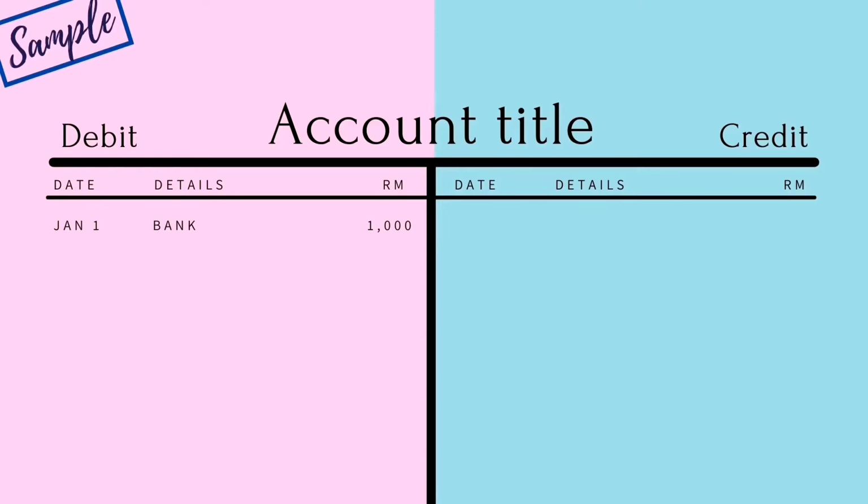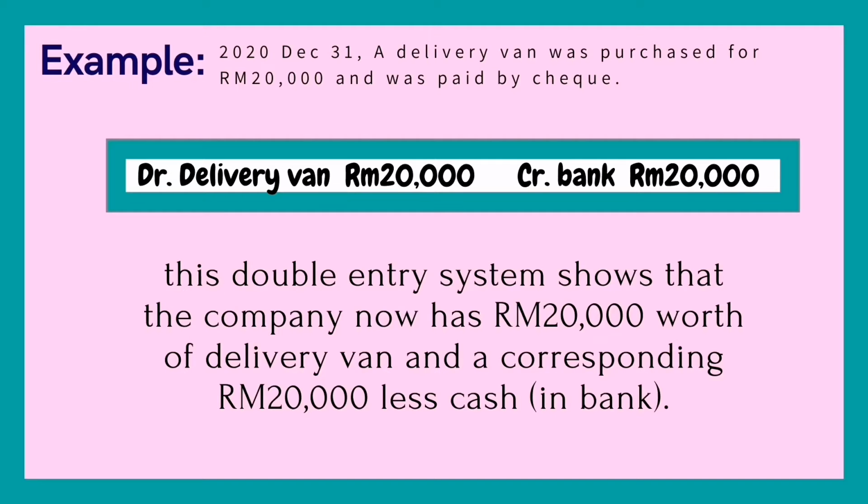This is how a T account looks like. An account title at the top horizontal line of the T, a debit side on the left and a credit side on the right. When there is a financial transaction, the transaction will be recorded into related accounts. Whether to debit or credit depends on the group of the accounts. Let's look into an example.